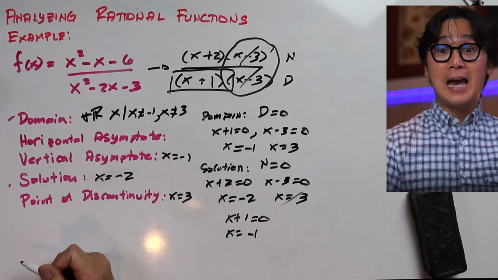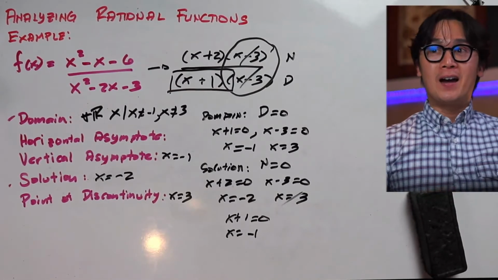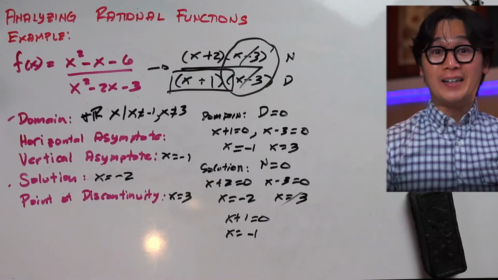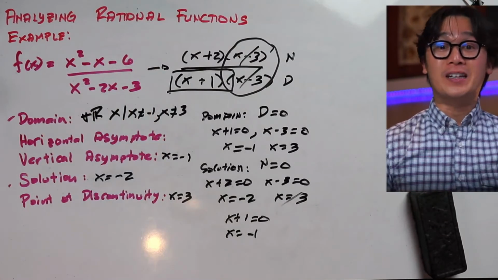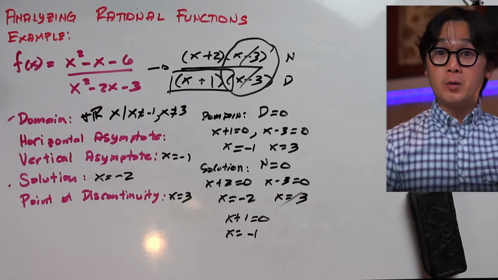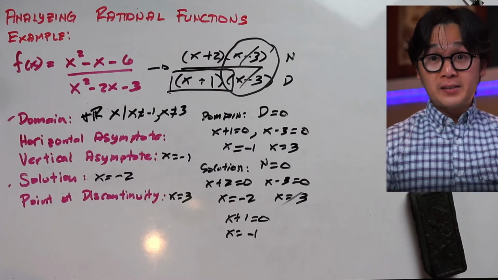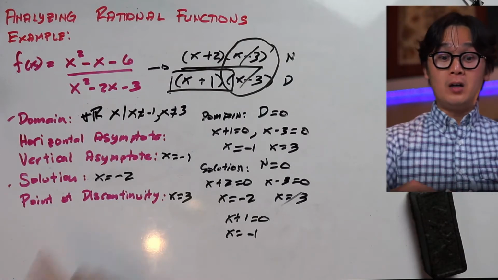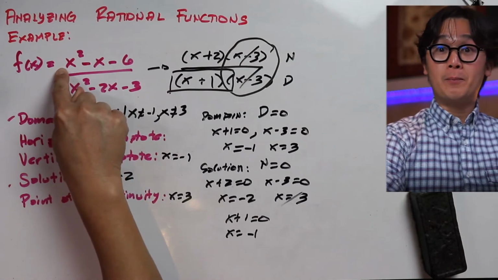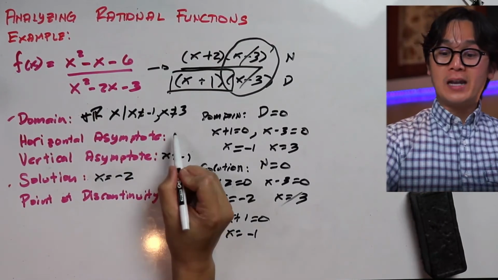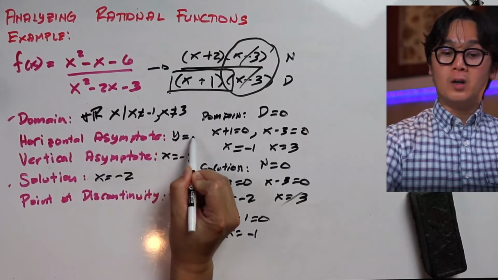And the horizontal asymptote is found by using our properties, and it all depends on the degree of your numerator and the denominator. And since the degree of our numerator and denominator are the same, which is quadratic or x raised to the second power, the coefficient of the top is 1, the coefficient of the bottom is 1. So our horizontal asymptote is at y equals 1.